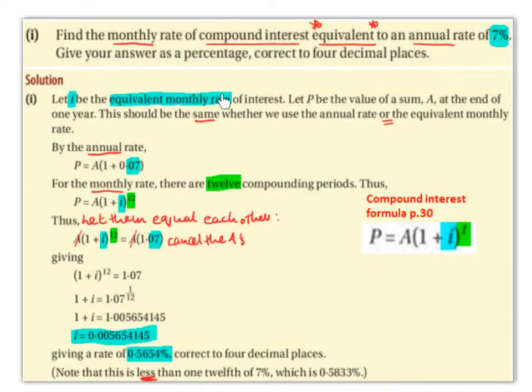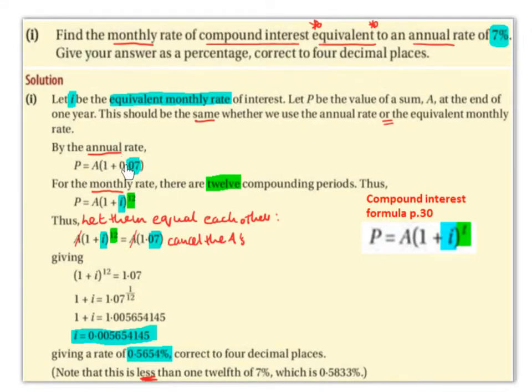We're going to let the i be the equivalent monthly rate of interest. We're going to let P be the value of the sum A at the end of 1 year. So P is the value of the sum A at the end of 1 year. This should be the same whether we use the annual rate or the equivalent monthly rate. So the idea here is that the P will remain the same. Whether you're using the annual rate or the monthly rate, you still end up with the same amount if they are equivalent.